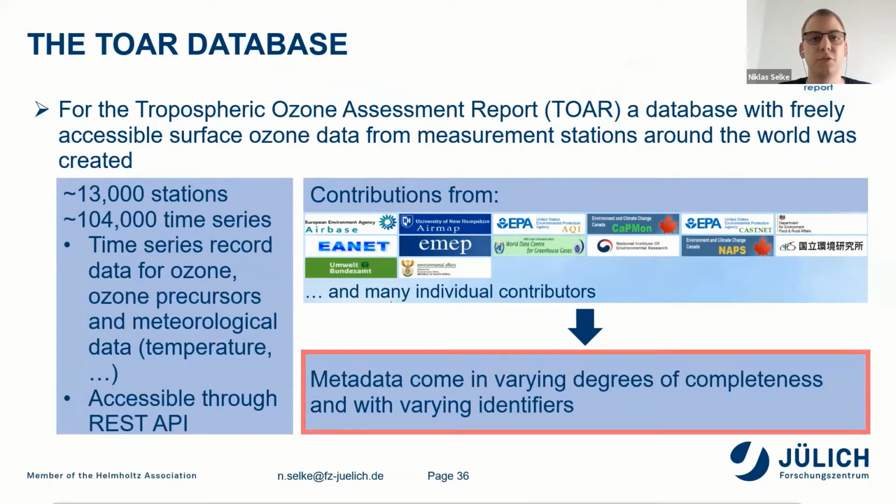And in order to do so, we created a database of surface ozone data, which was measured on different stations all over the world. And currently our database has roughly 13,000 measurement sites saved, and in total about 104,000 time series of ozone data, ozone precursors, and some other meteorological data like temperatures. And all of this data is accessible through a REST API.